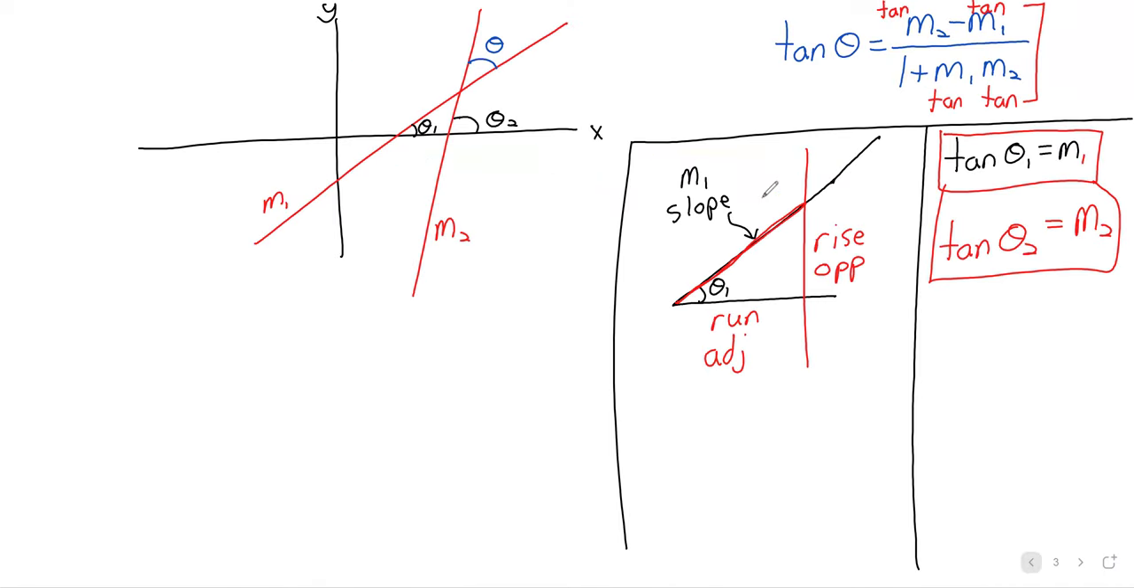So, kind of convoluted, and maybe the most useful observation out of this has nothing to do with the sum and difference formula. Maybe the most useful observation is that the slopes of lines are tangents. And we'll see that again later in the course when we start talking about polar coordinates.